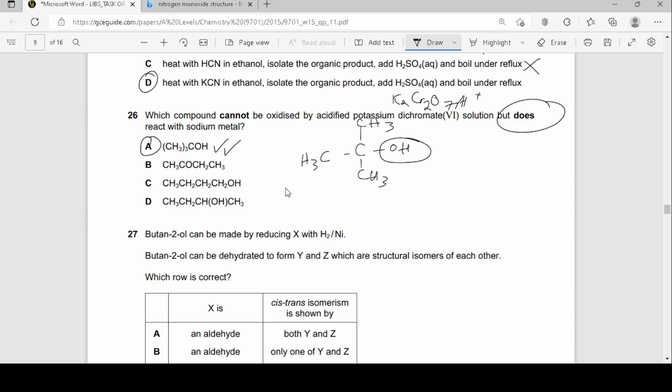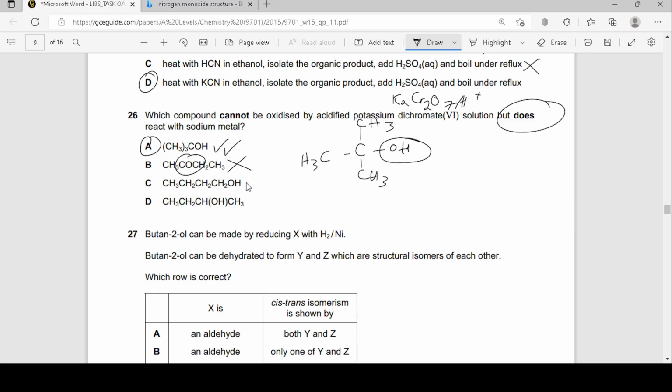CH3COCH2CH3, again, because it's a ketone, it cannot be oxidized further. For the same reason, like how many bonds it forms, a ketone cannot be oxidized further, because oxidation is loss of hydrogen or gain of oxygen, right? So that cannot take place for a tertiary alcohol or ketone. So yes, it cannot be oxidized by acidified potassium dichromate solution, but it does not react with sodium metal because it's not OH or COOH, so that's wrong. CO cannot react with sodium metal.